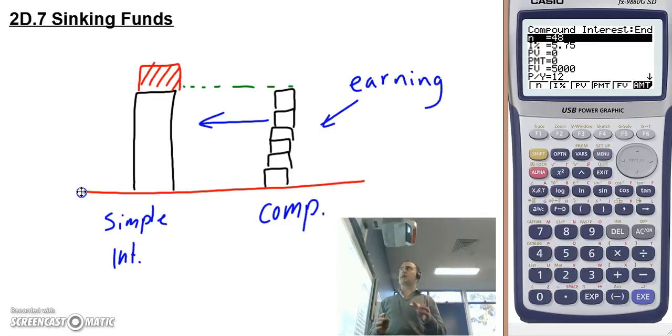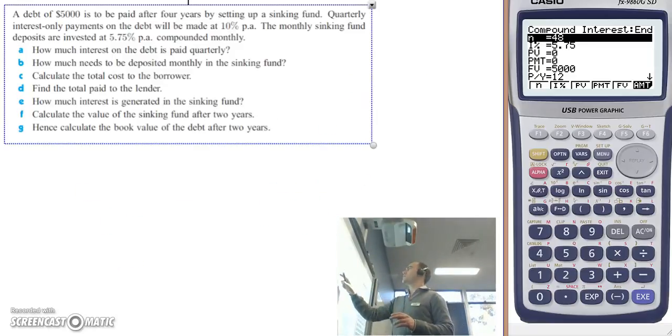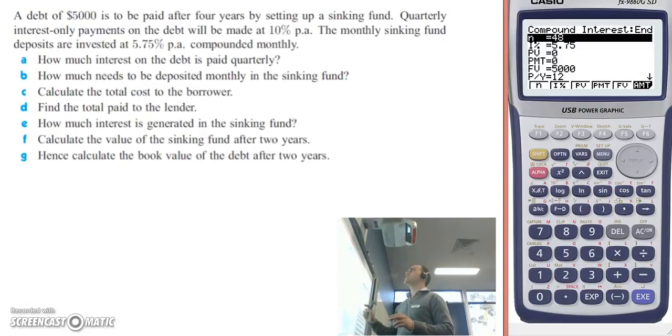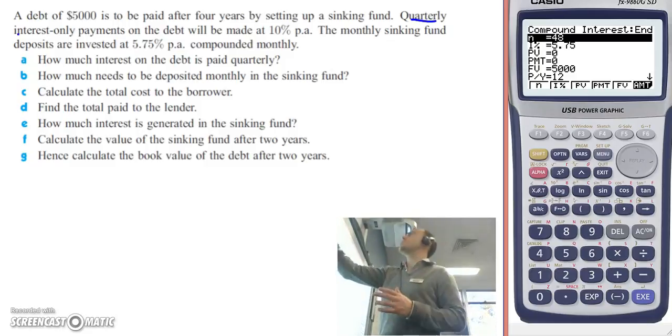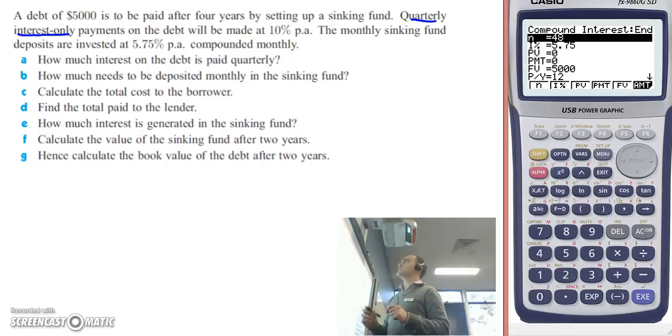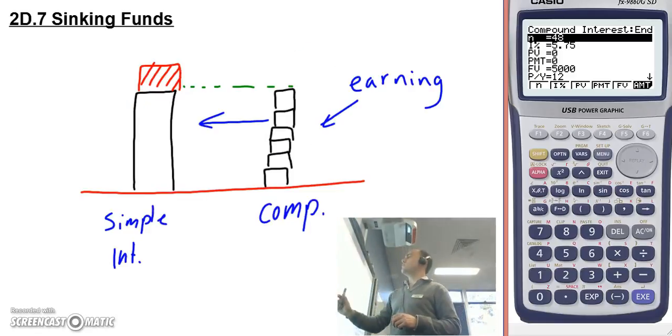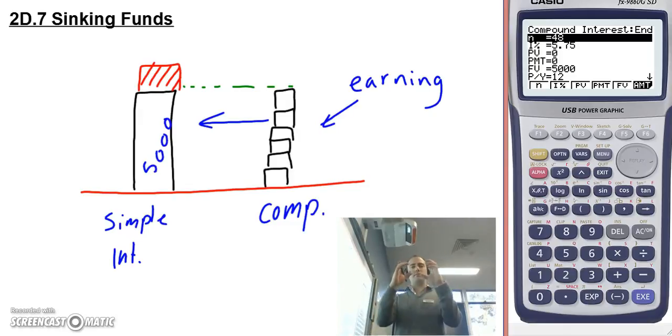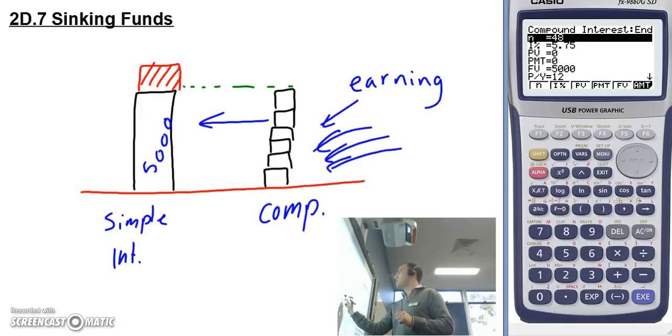So let's have a look at a question. So here we've got a debt of $5,000 is to be paid off after 4 years by setting up a sinking fund. Quarterly interest only payments, so remember interest only is simple interest, made on the debt will be made at 10% per annum. The monthly sinking fund deposits are invested because you're earning interest at 5.75%. So here we've got the $5,000 that we've borrowed and we're paying simple interest on this. On the other hand, we've got an account, the sinking fund, where we're putting in little bits of money until we get to the full amount.